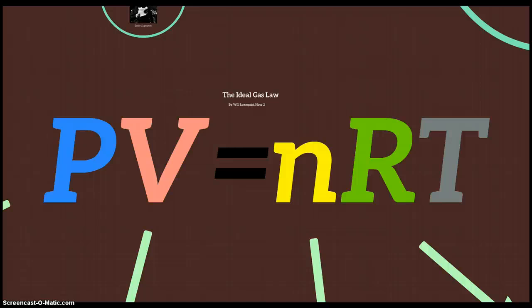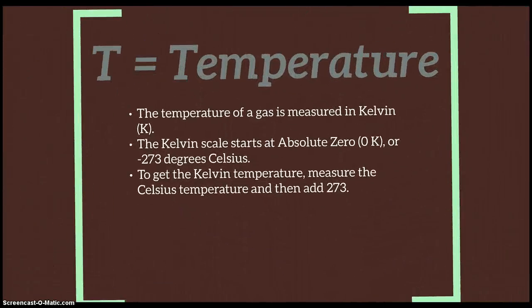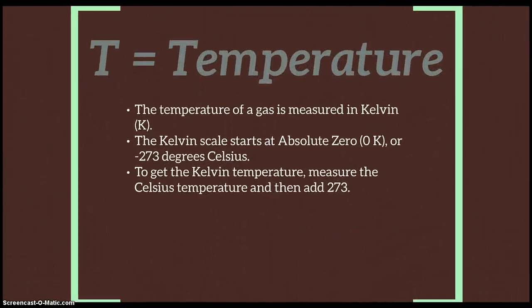Finally, T. T is equal to the temperature. The temperature of a gas is measured in Kelvin, abbreviated K. The Kelvin scale starts at absolute 0, 0 K, or negative 273 degrees Celsius. To get the Kelvin temperature, measure the temperature in Celsius and then add 273 degrees.